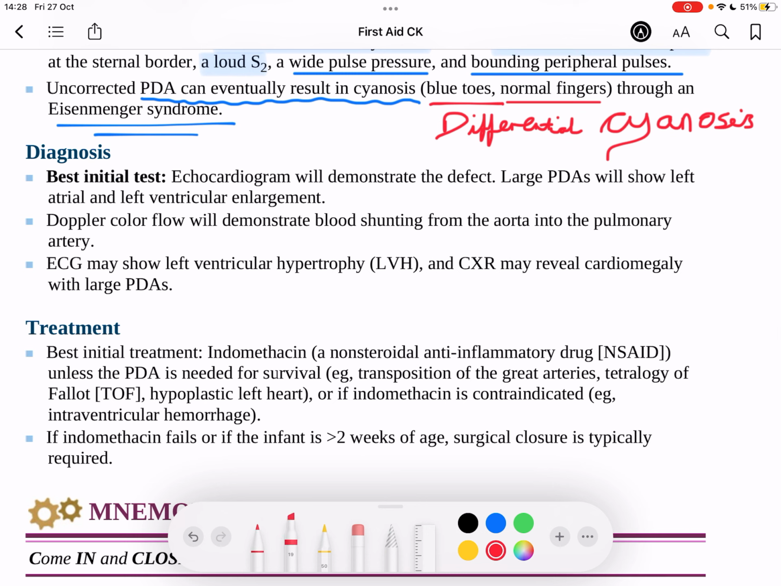Best initial test for almost all of my congenital heart diseases, echocardiogram. That's going to demonstrate the defect. You can use a Doppler as well to see the flow of blood going from the aorta to the pulmonary artery. Large PDAs will also show left atrial and left ventricular enlargement.